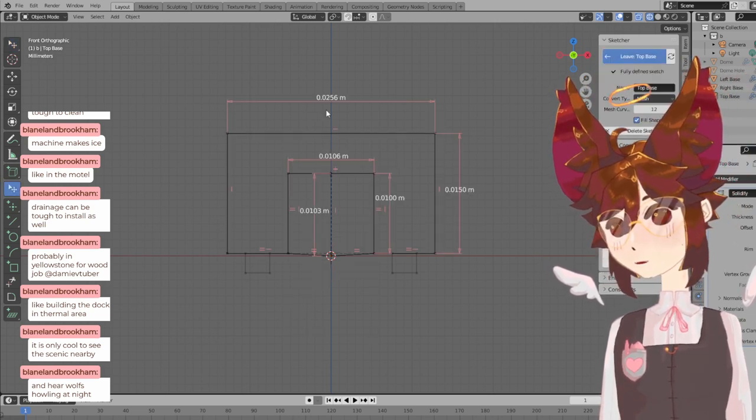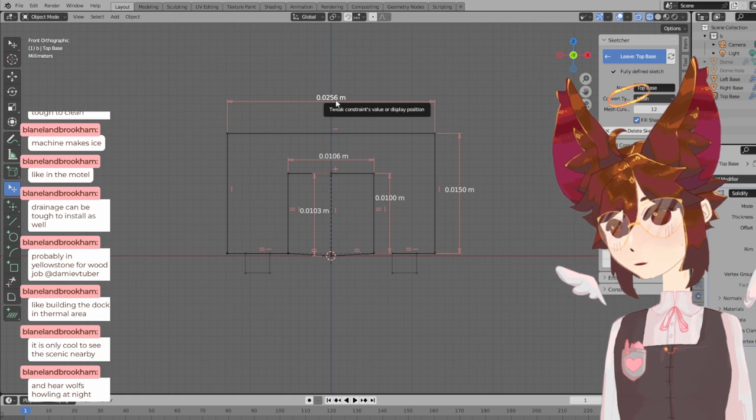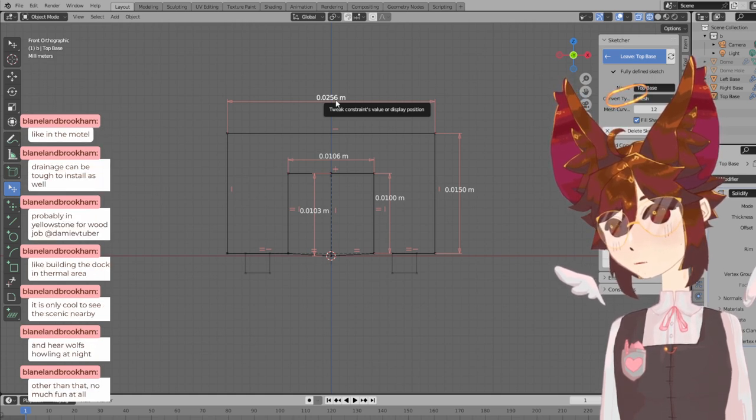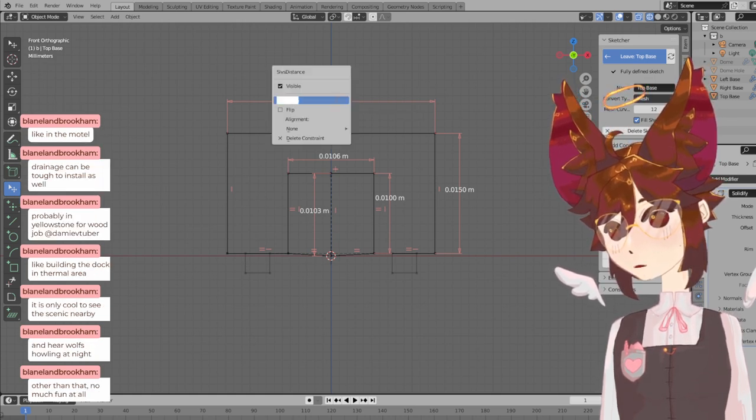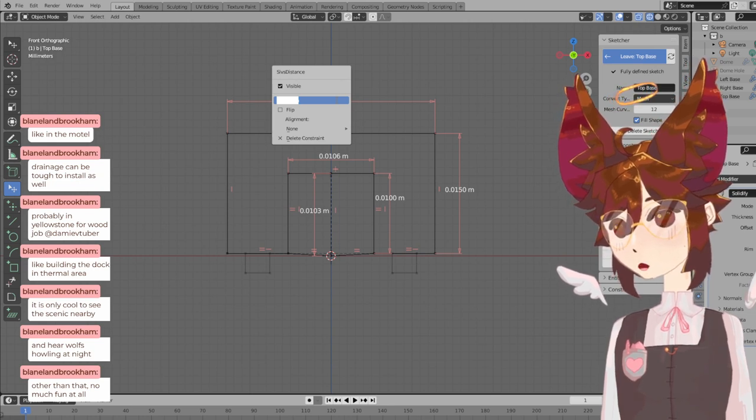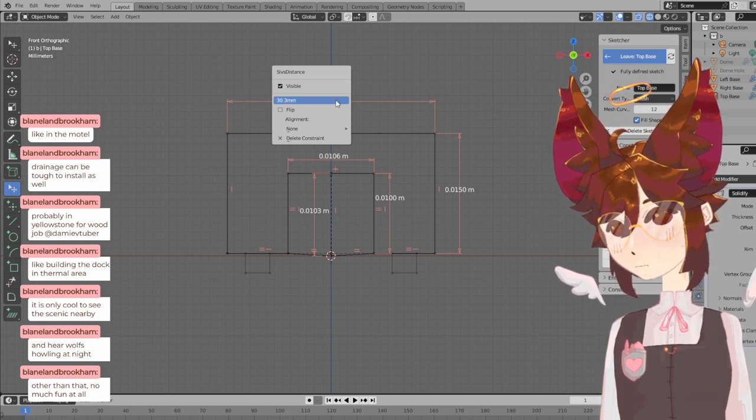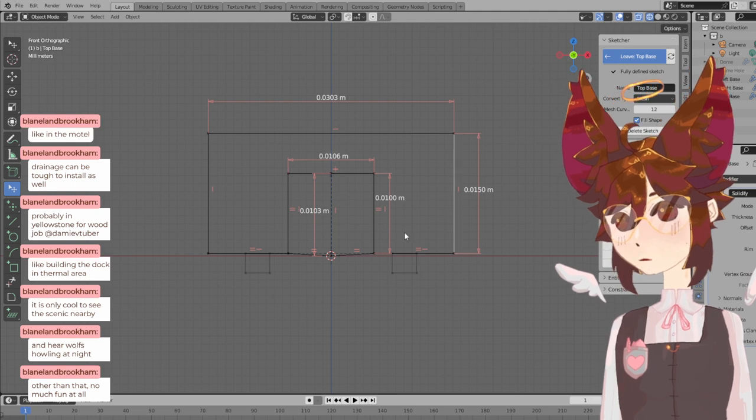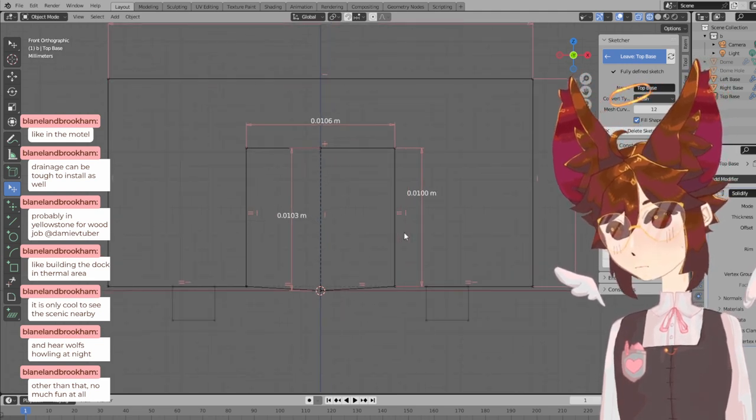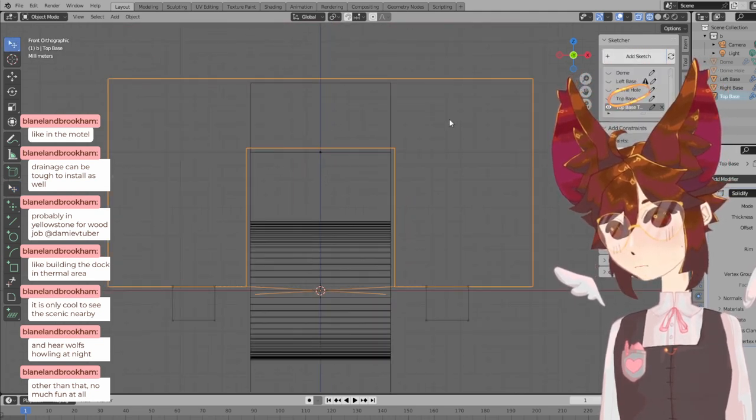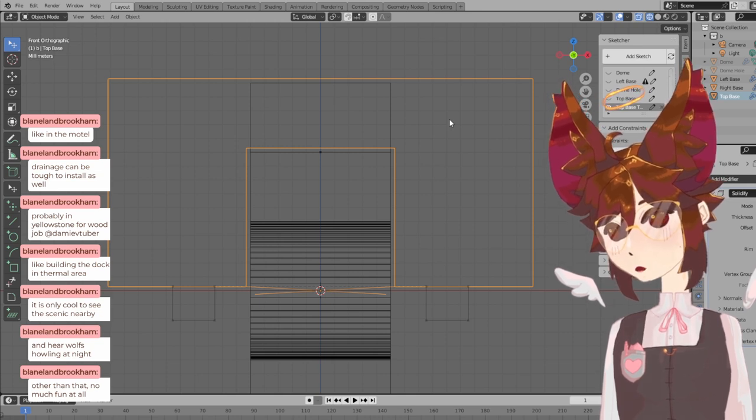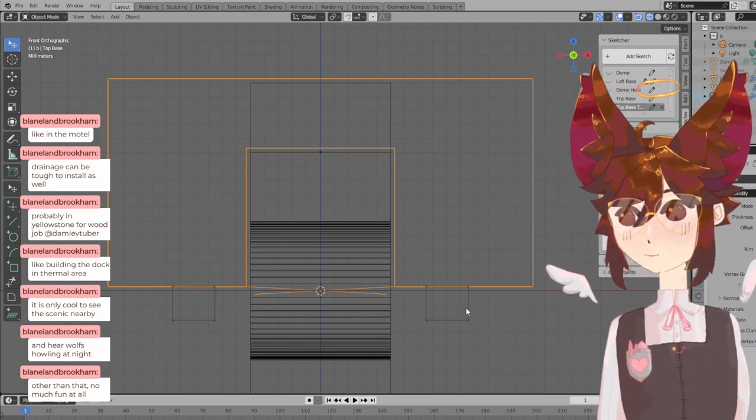God damn. If I made this 3... so 30.3 millimeters. That makes my life a lot easier. Does it actually? I think it does. Yeah.